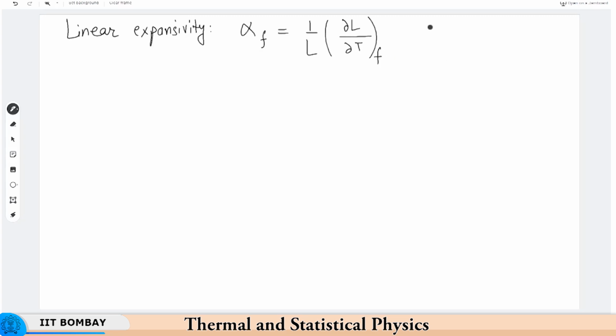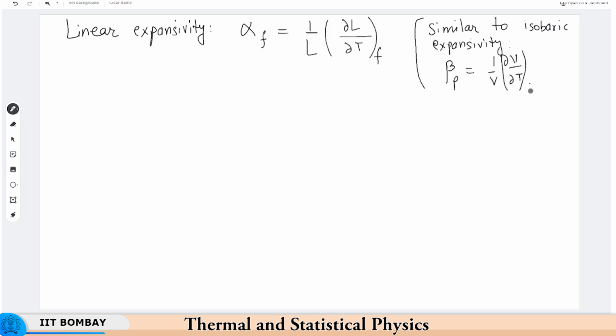And if you remember, this is similar to the isobaric expansivity that we defined in the case of gases, I think two classes before, which we denoted by the symbol beta p. This is the fractional change in volume of the gas as we increase its temperature while keeping the pressure constant. It is in the same spirit; we have just applied this definition to a linear system, since we are dealing with rods and giving them tensile forces, tensile stresses. So, we define another quantity, which is linear expansivity.